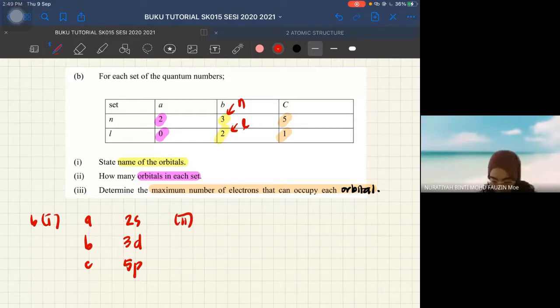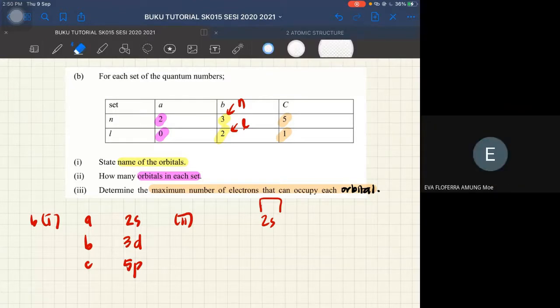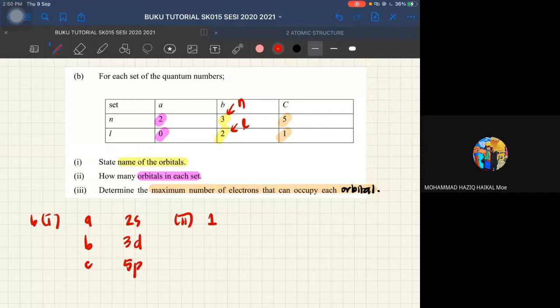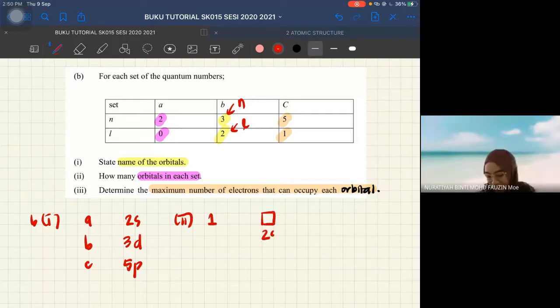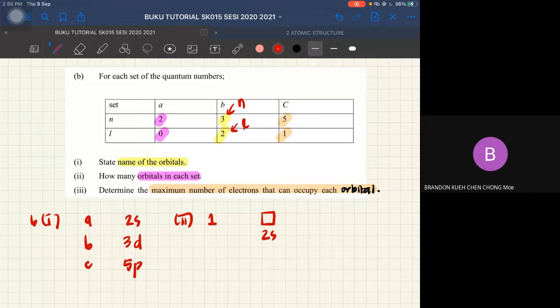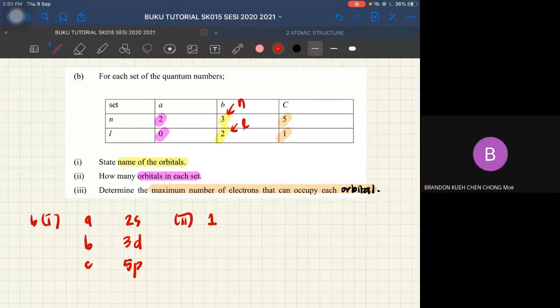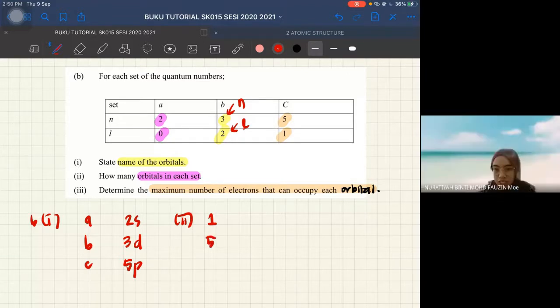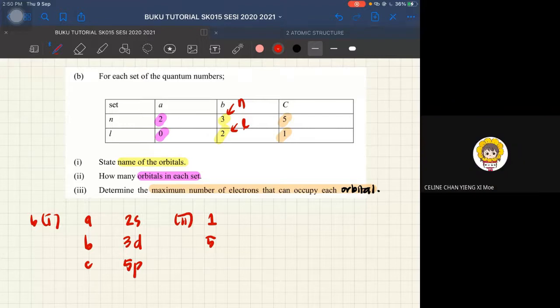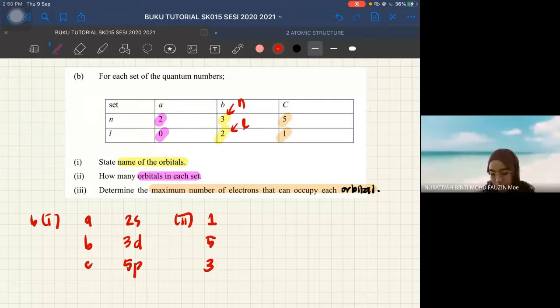Next, how many orbitals in each set? Actually it wants to know how many orbitals are in the 2s subshell. How many? 1. One orbital, meaning one box. I wrote 1 but I answered 2, misread it. Okay, next, for set B. 5 orbitals. Yes, very good. P? 3 orbitals. Okay, very good. So that one you already understand.